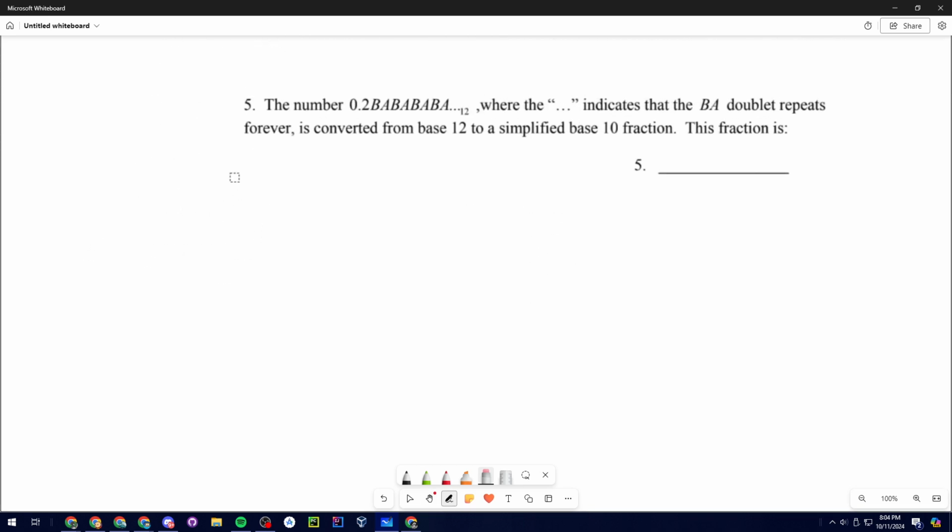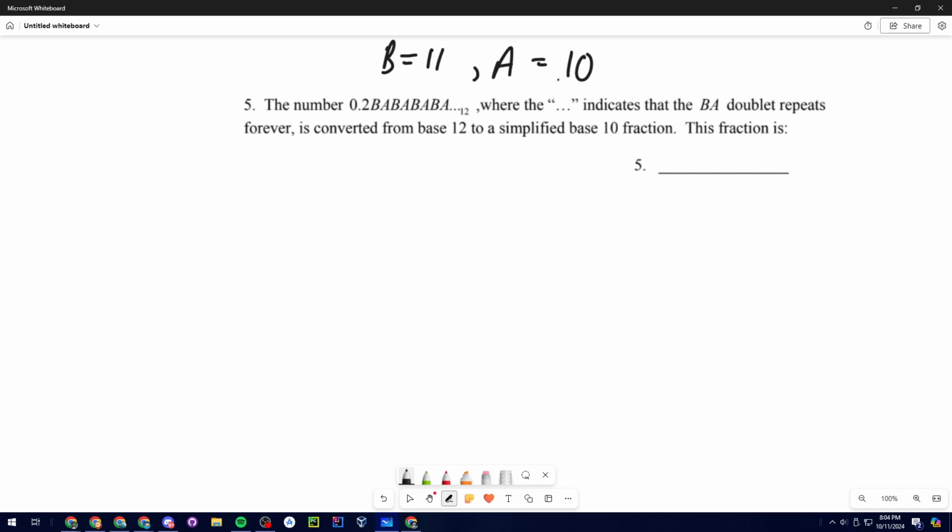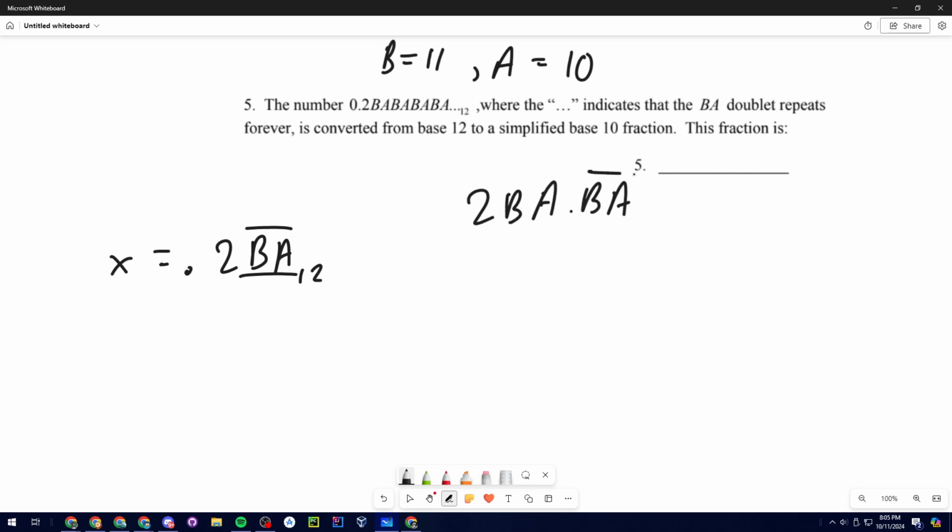Now, how does that influence this problem? Well, first of all, remember, B is 11, A is 10. So now, 0.2BA repeating, I'm going to let that equal x. How do I shift, and this is in base 12, right? First of all, I want to shift it such that I get these fractions to cancel out. One idea is having 2BA dot BA repeating, and then 2 dot BA repeating. Subtract these, and this will cancel.